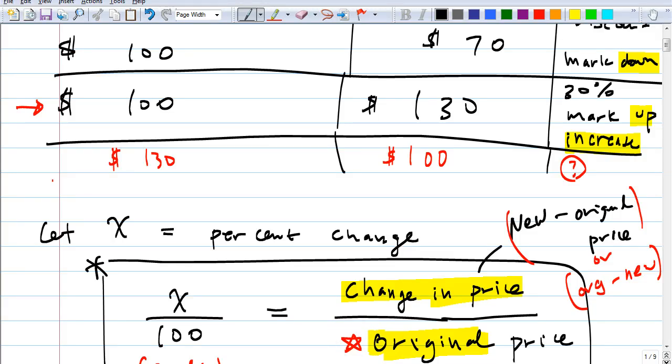And then you have to have it under the original price. I even wrote a star here. Can you put the new price underneath? No. You're always comparing it with the original price. Is that okay? So go ahead and write it down. Make sure you understand, okay?